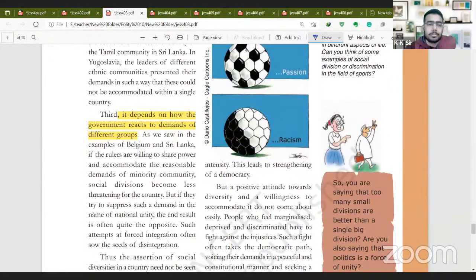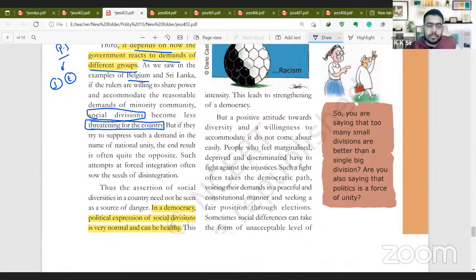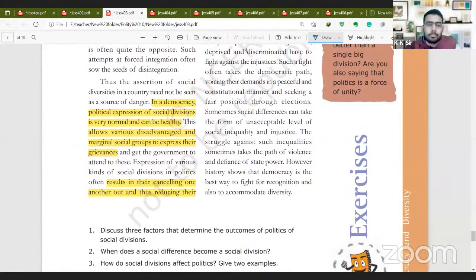And the third is, it depends upon how government reacts to the demand of different groups. If the government is accommodative, like in Belgium, the politics of social division will lead to justice, will lead to more empowerment of people. But if government tries to suppress that social division, that will be a threat for the country itself. So in a democracy, political expression of social division is very normal and can be healthy. Politics में ये issue raise करना normal है और healthy है.